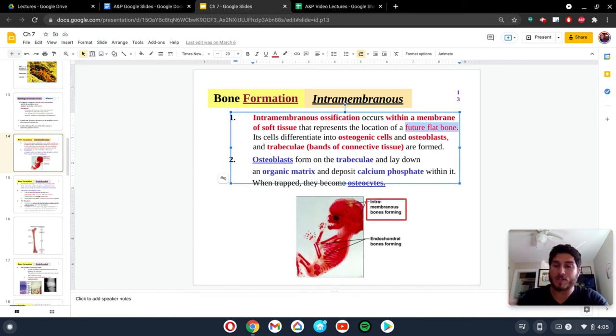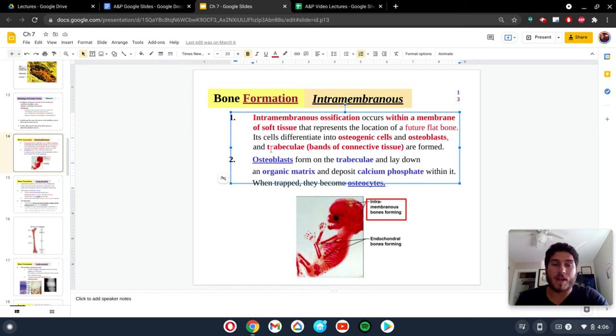So how does this process begin? What's going on here? Intramembranous ossification is going to occur within a membrane of soft tissue where we're going to see the bone eventually develop. So, in this process, these cells are going to differentiate into osteogenic cells as well as blastocytes, so cells that are going to turn into the future osteoblasts, osteocytes, and osteoclasts within that tissue.